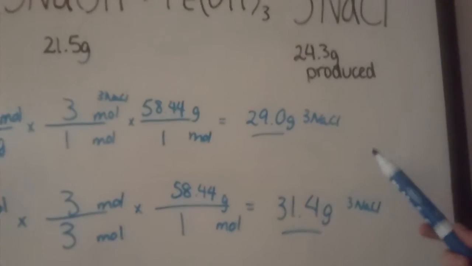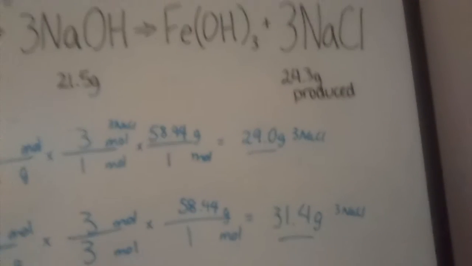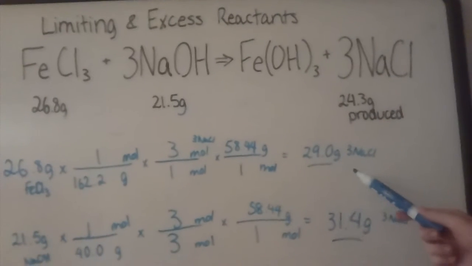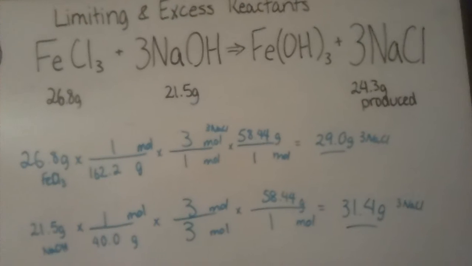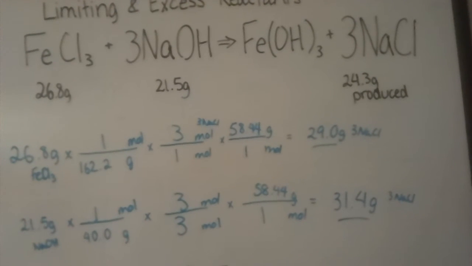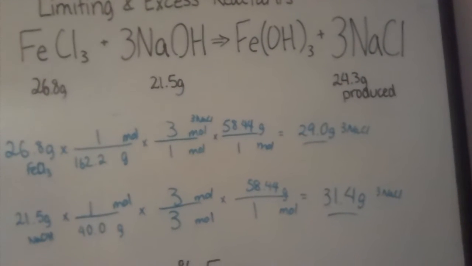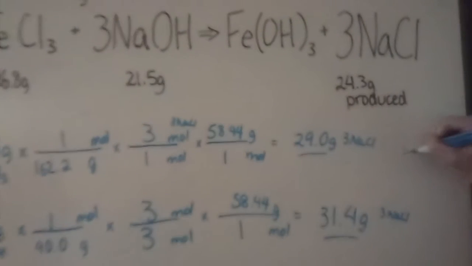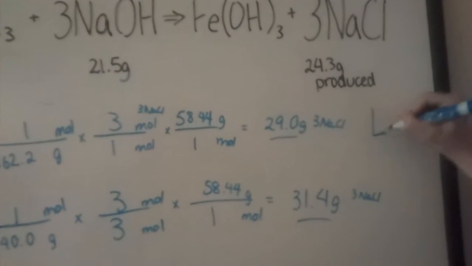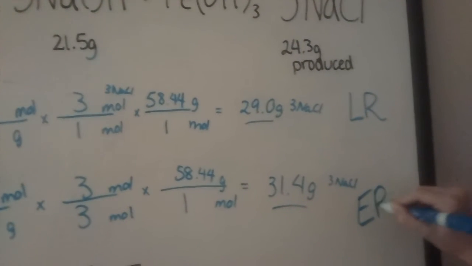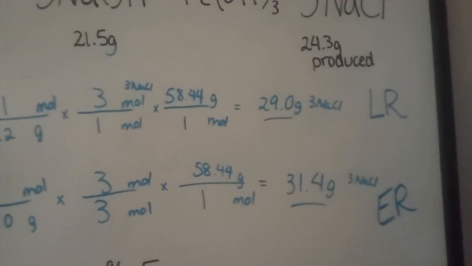And your limiting reactant is going to produce the lesser amount of your precipitate. So, because iron chloride only made 29 grams and sodium hydroxide made 31.4 grams, our iron chloride is our limiting reactant, and this is our excess reactant. So whatever makes less is your limiting reactant.